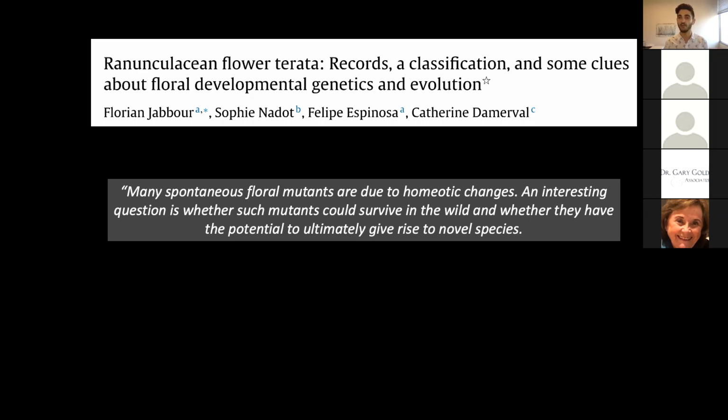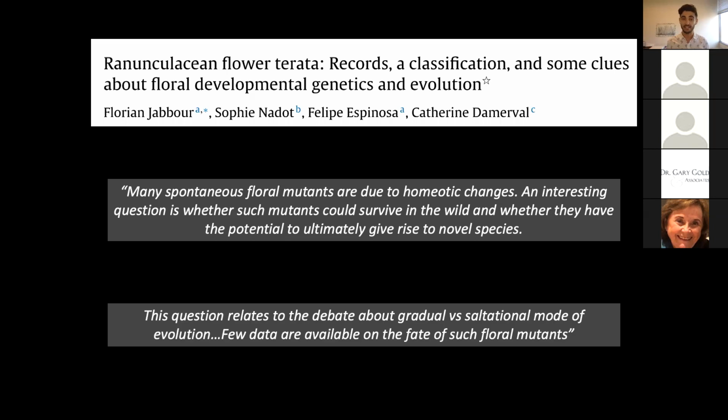Every time we see a homeotic mutant that does well in the field, these are always occurring in selfing or clonal lineages. So their effect on reproductive isolation and the ability to lead to a new lineage is really unclear. As such, this question relates to the debate about gradual versus saltational modes of evolution. Few data are available on the fate of such floral mutants.